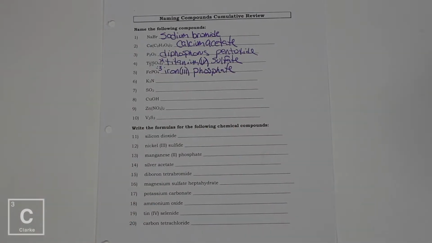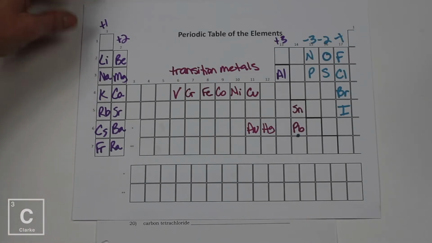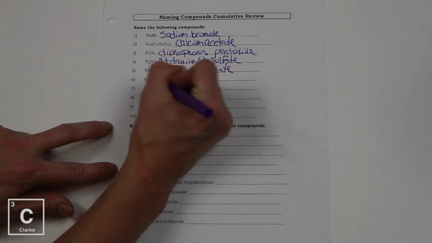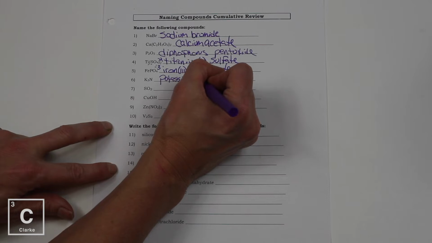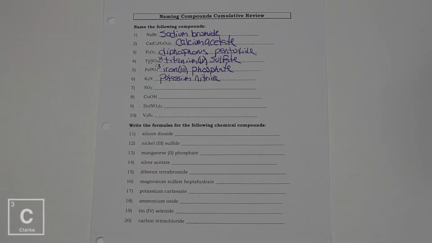Let's look at the next example. K3N. K, that's potassium. Potassium is a main metal group. So we're just going to name it. K is potassium. Nitrogen, which we're going to change the ending to ide. That's just potassium nitride.